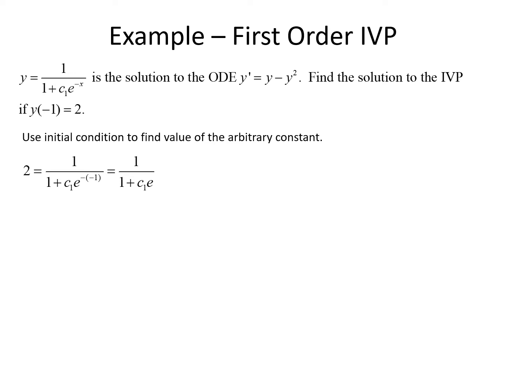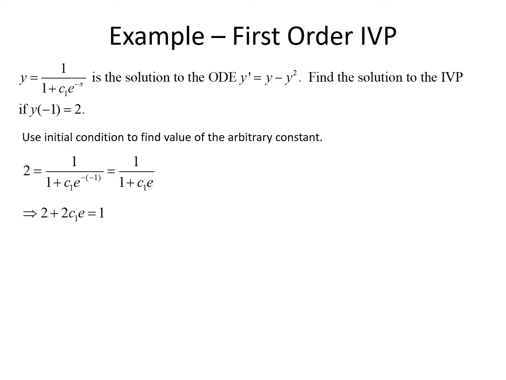We can plug those values into our solution to get 2 equals 1 over 1 plus c1 e to the negative 1, and we can simplify that to 1 over 1 plus c1 e. Now we want to solve this for c1. We're going to multiply 1 plus c1 e to the other side of the equation to get rid of our fraction. By doing that, we get 2 plus 2 c1 e is equal to 1.